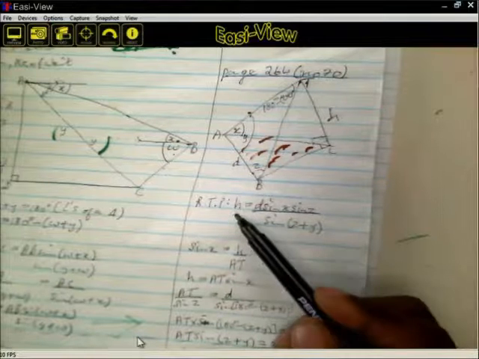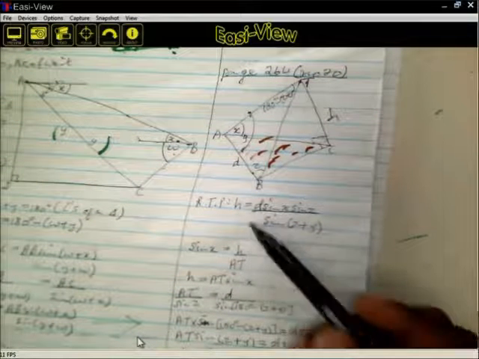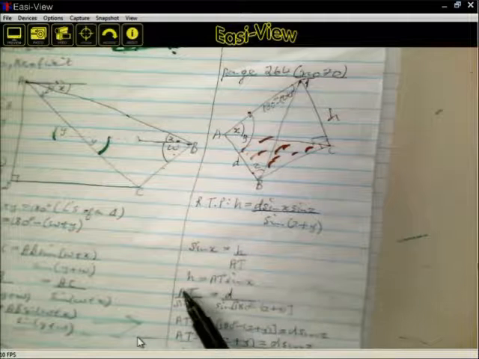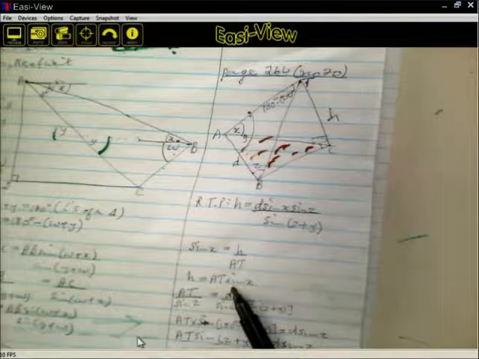But we want to write everything in terms of H. That is why we then make H here the subject of the formula. So H is equal to AT sine x. Once again, look at this AT. It is part of this triangle that I started with. It is part of this triangle.